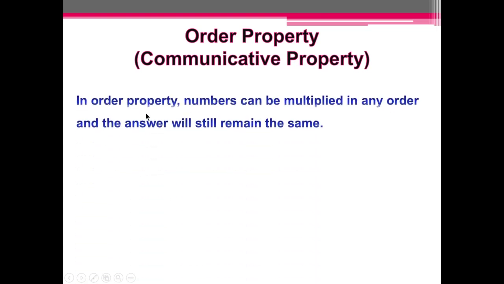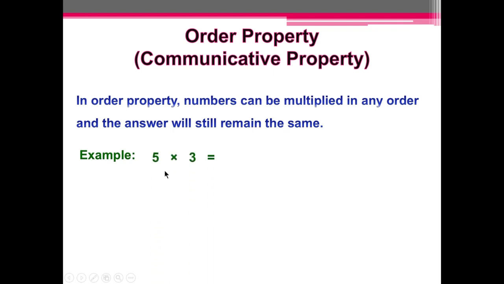First property, order property. Order property is also called commutative property. Well, what is order property? In order property, numbers can be multiplied in any order and the answer will still remain the same. Remember we did this last time also? Yes. Let's take an example.